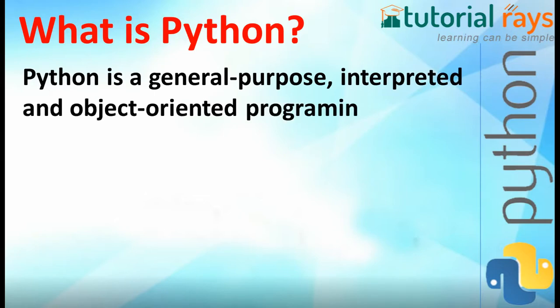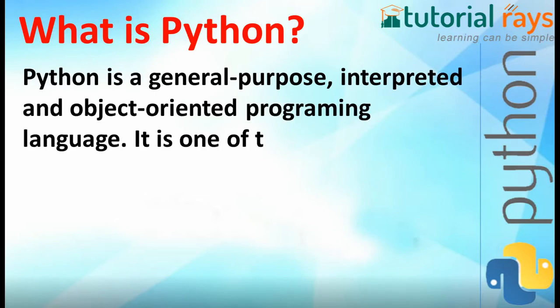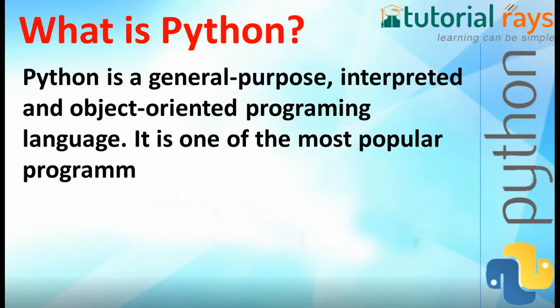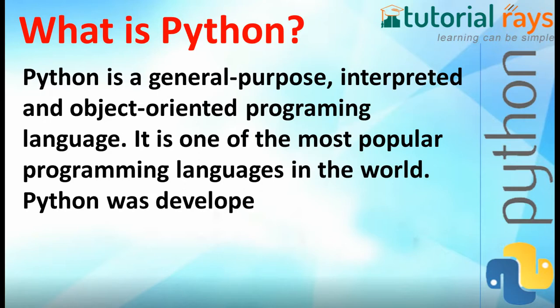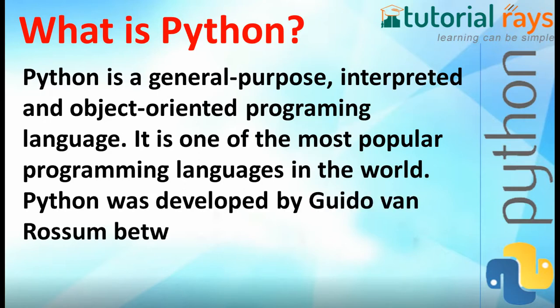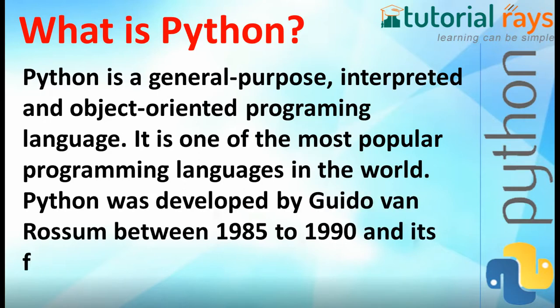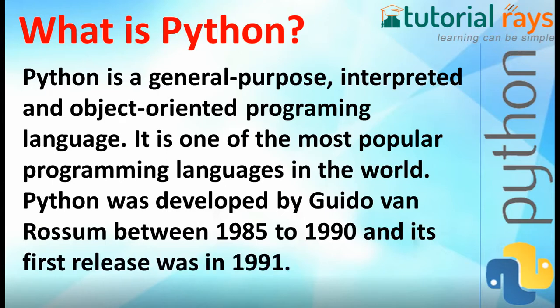Python. So the first question is, what is Python? Python is a general purpose interpreted and object-oriented programming language. It is one of the most popular programming languages in the world. Python was developed by Guido van Rossum between 1985 to 1990, and its first release was in 1991.